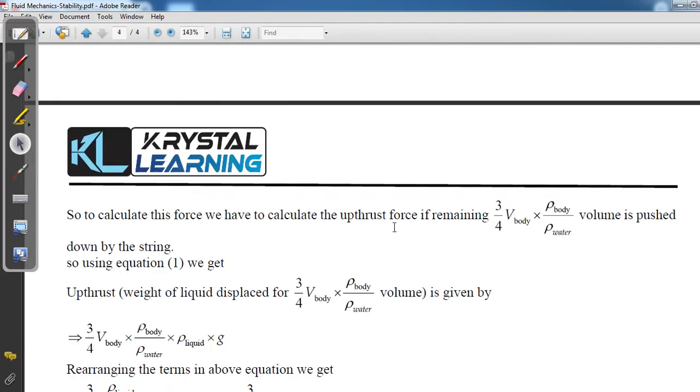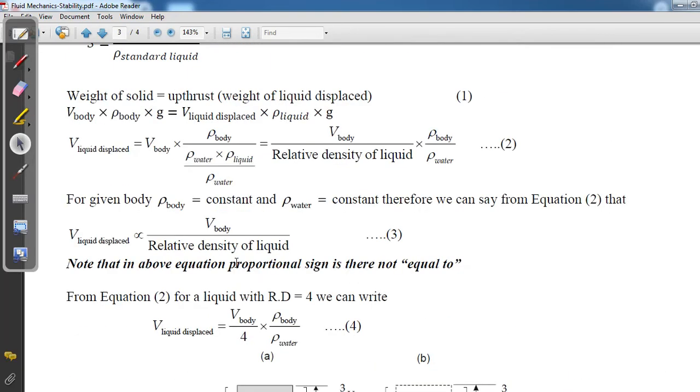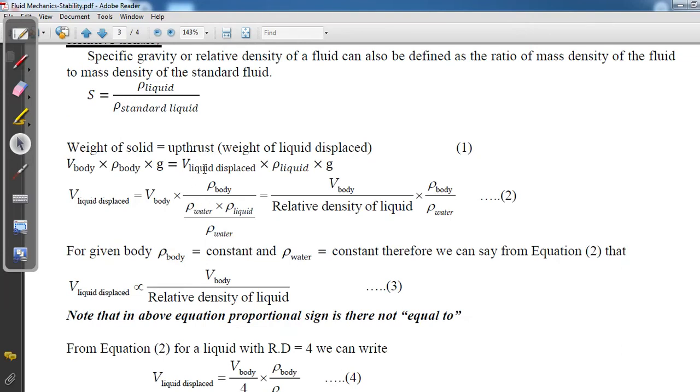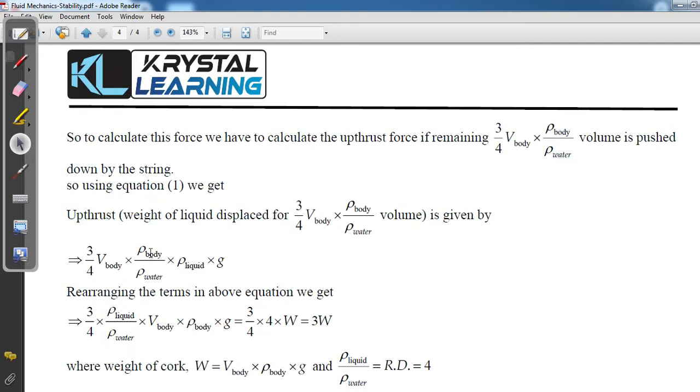So indirectly we have to calculate this upthrust force. This vertically downward force will be equal to the upthrust force when the remaining body is submerged completely, that is 3 by 4 volume of body into rho of body, rho of water. So using equation 1, let's revise this equation first. Upthrust is equal to volume of liquid displaced into rho of liquid into g. So here we know the volume of liquid displaced is 3 by 4 volume of body into rho of body upon rho of water, into rho of liquid into g.